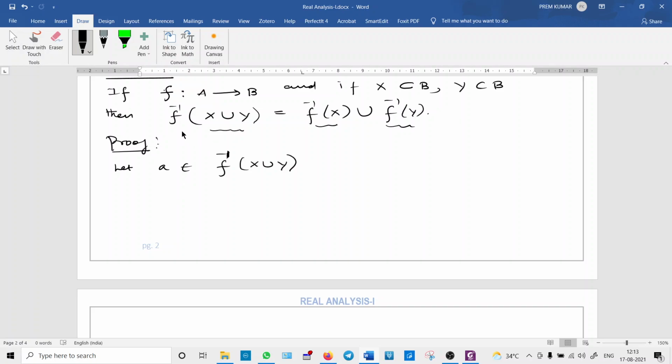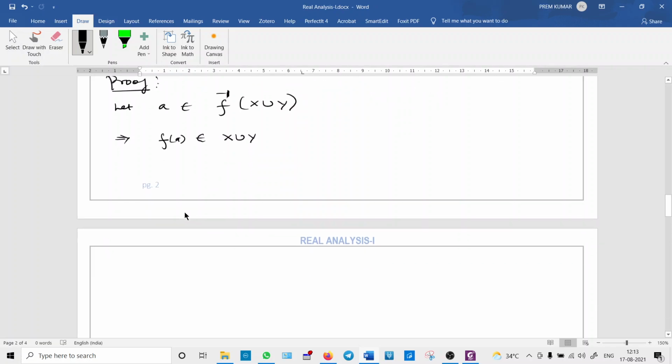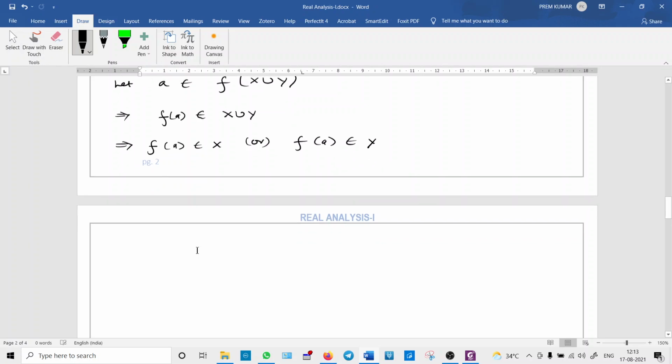So first I take one element from the left hand side set. If a belongs to the inverse image of X union Y, then my f of a must belong to what? X union Y. This is the thing. So if f of a belongs to X union Y, implies what? If an element belongs to the union of two sets, what is the definition of union of two sets? Then f of a belongs to X, or my f of a belongs to Y.